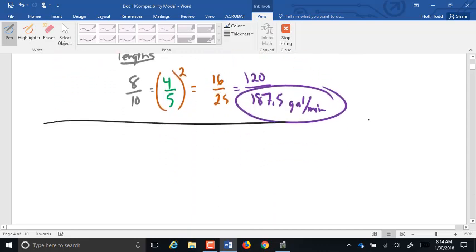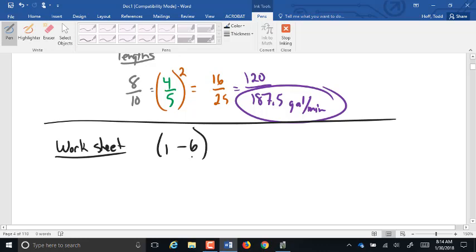I'm going to hand you a worksheet. On this worksheet, problems 1 through 6 are just ratios of lengths, similar figures. Take a look at some of those. Make sure you do some of those. But the ones I really want you to focus in on are 7 through 16, which are the word problems.